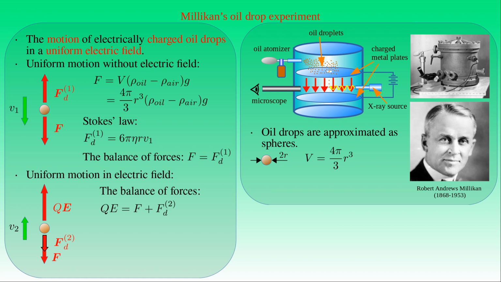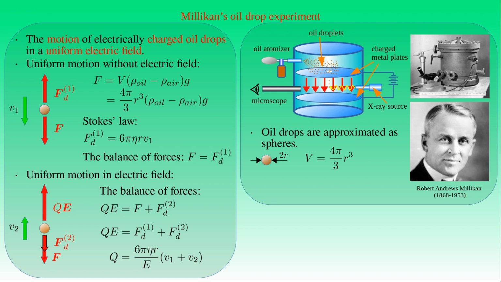If we substitute the net force from the first balance equation into the second one, we can write that Q times E is equal to the sum of the drag forces acting on the droplet when it has the speed v1 and v2. By applying Stokes' law, we can express the charge Q as 6π times η times r over E, times the sum of v1 and v2. As a result, for a given magnitude E of the electric field, the charge of the droplet is determined by its radius r and the velocities v1 and v2 measured in the experiment.